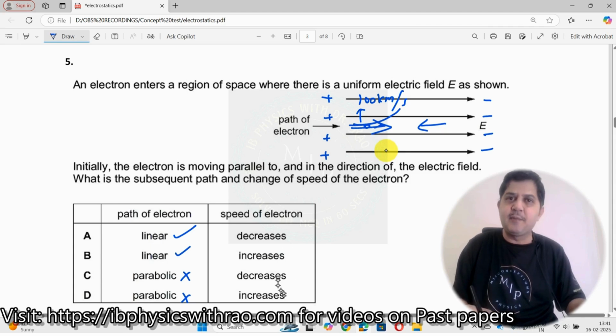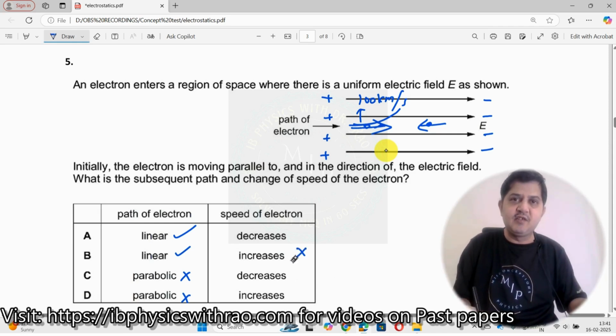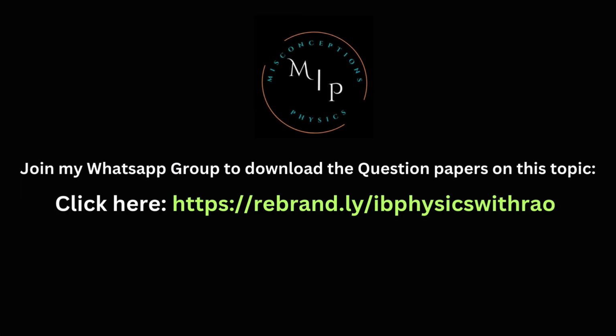Now let us see what happens over here. What happens to the speed of the electron? See here, the speed is 100 km per second. Now as it keeps on going here, it keeps on reducing until at some point the electron speed becomes completely zero, which means the electron speed is reducing. So therefore this is also wrong. So decreases is the right answer. Thus A is the right option. Now let us move on to the next one.